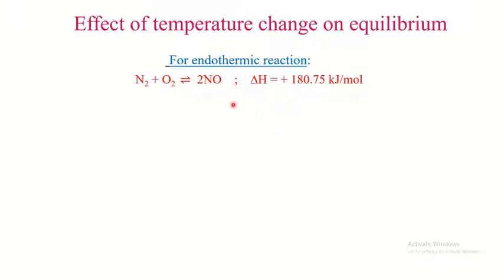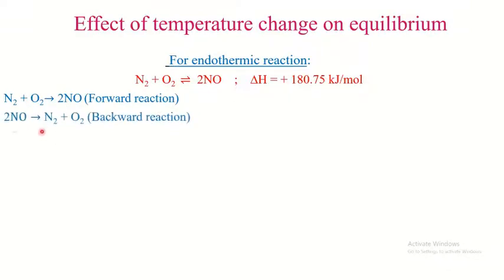Now it is also the combination of two reactions. Here the forward reaction is N2 plus O2 giving NO. That means the production of nitric oxide is the forward reaction, and the decomposition of nitric oxide is the backward reaction. Here the forward reaction is endothermic and the backward reaction is exothermic.